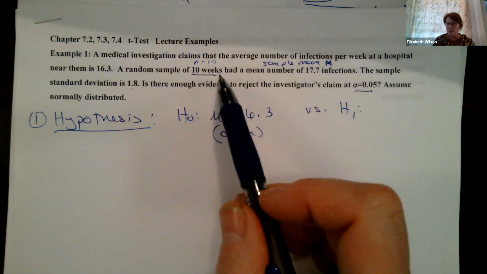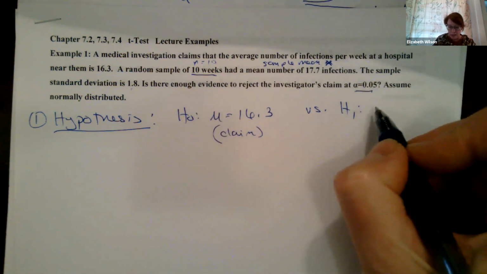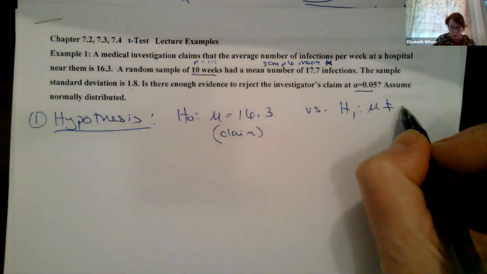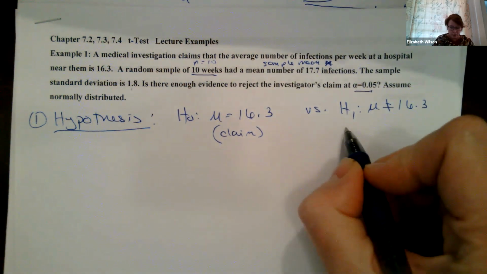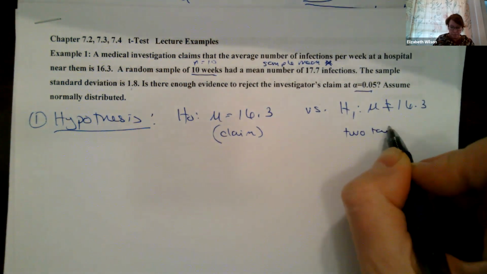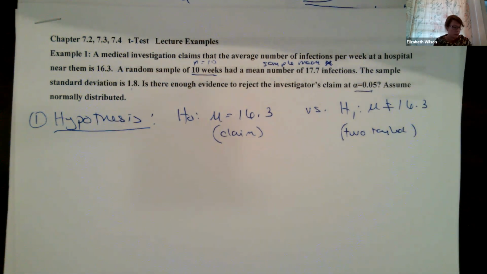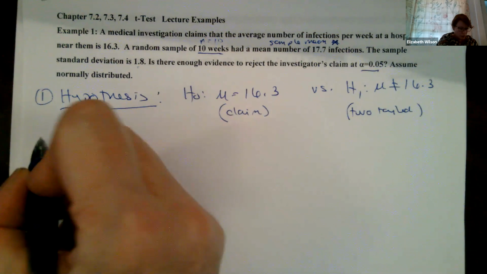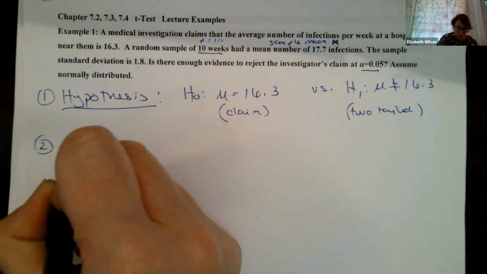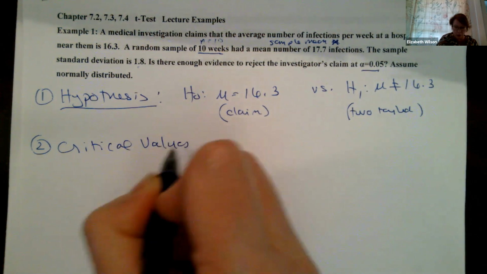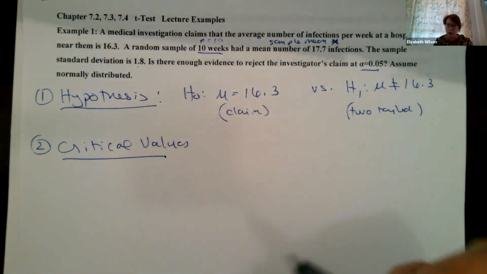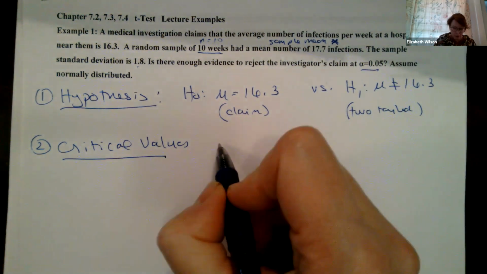Now they don't say, is it greater than, is it less than? They're just saying, are they different? So that means it's going to be two-tailed. Are they different? It means it's a two-tailed test. So keep that in mind when we go to work on our critical values. The next part is we have to figure out what our critical values are. And I'll say critical values because it's a two-tailed test. I'm going to need positive and negative. So this is our two-tailed.